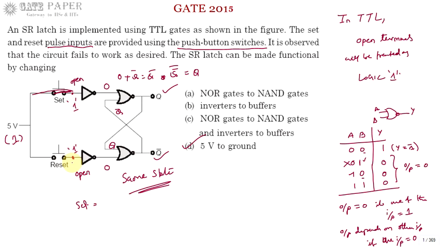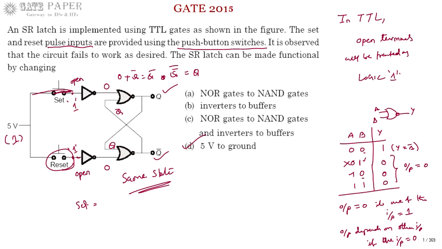And if you press the reset button, at that time this 5 volts is connected to the input of this inverter, and this one is previously 1 and now 5 volts is also treated as 1, so no change of operation takes place when you press set or reset. So this circuit fails to operate as an SR latch.